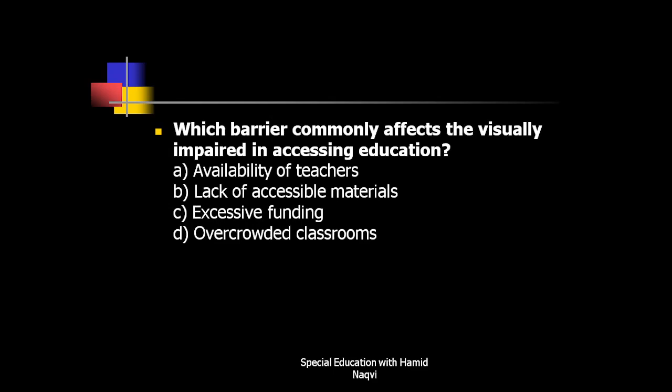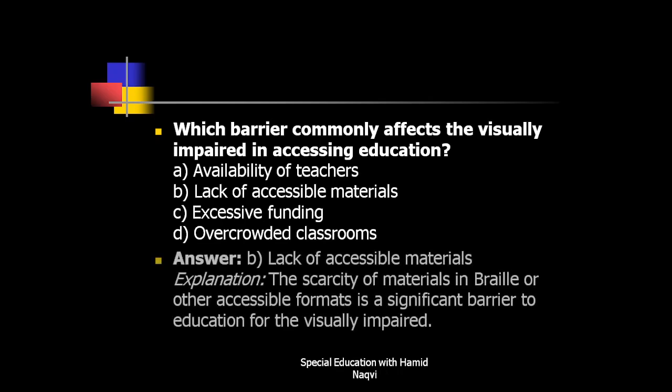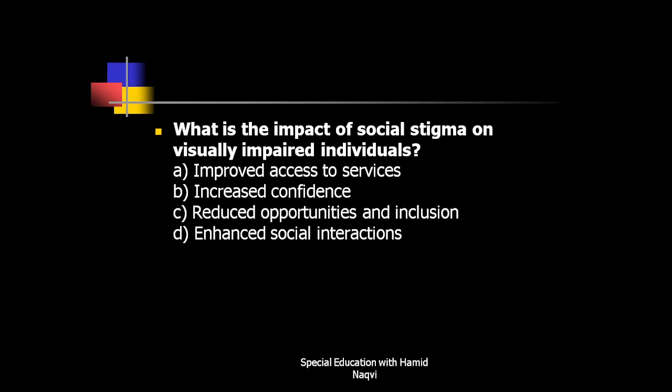Which barrier commonly affects the visually impaired in accessing education? Availability of teachers, lack of accessible material, excessive funding, or overcrowded classrooms? Answer is lack of accessible material. The scarcity of materials in Braille or other accessible formats is a significant barrier to education for visually impaired.